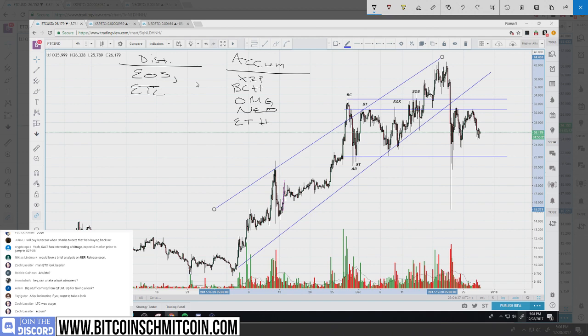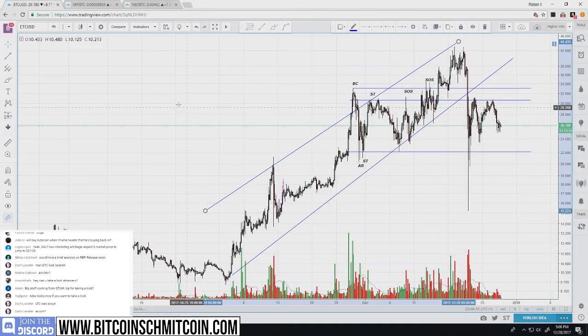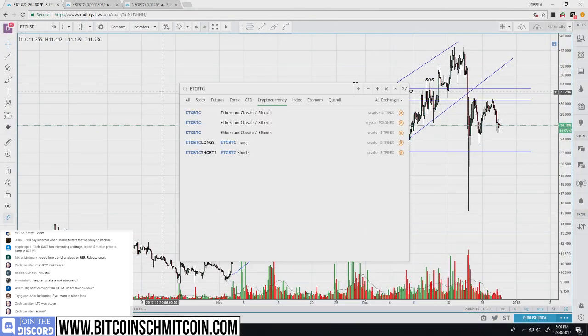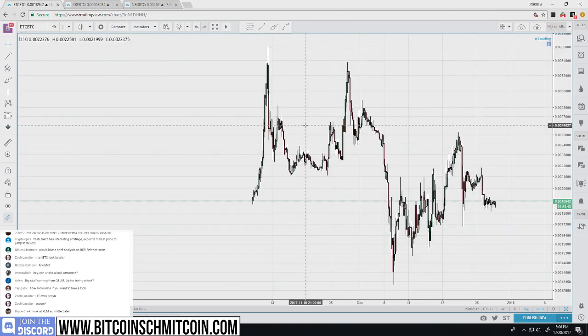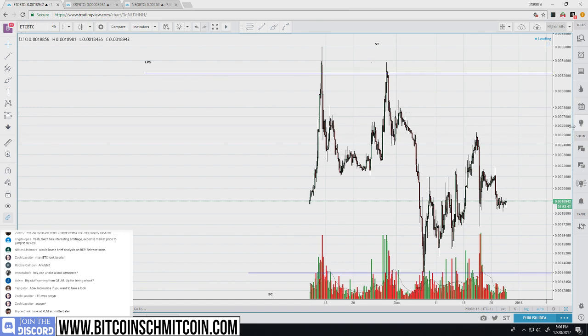Let's look at the BTC pair here, and let's get a better look at it. BTC. Okay, how are we looking here?